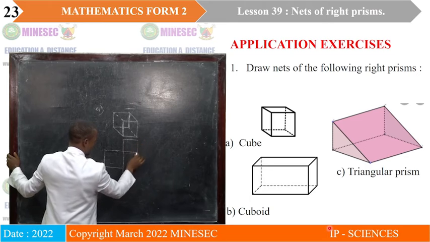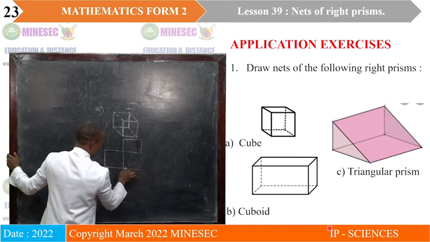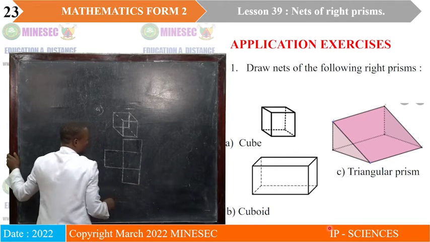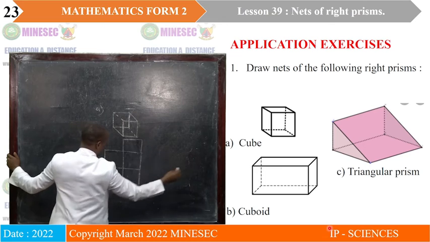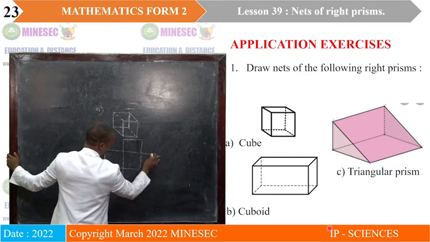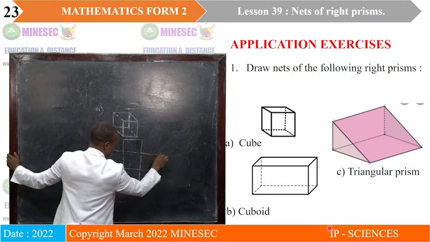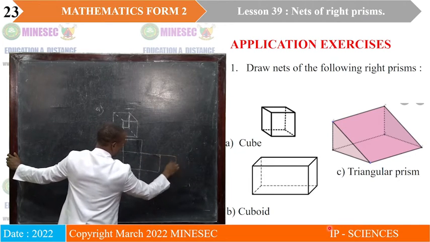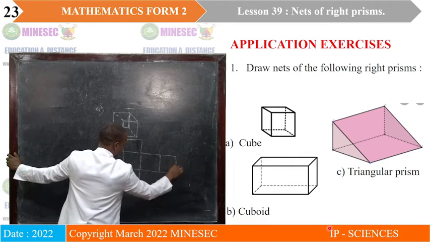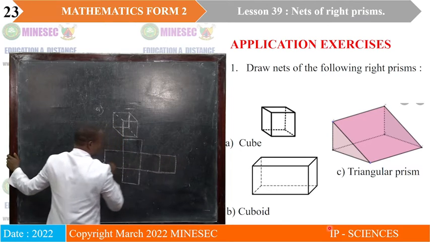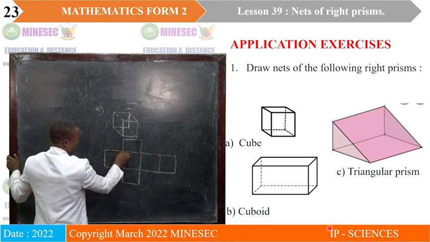Now when you open up the ones by the side, they will give something as such. Okay. Now, the remaining one that will fall downwards to complete the sides, you have something like that. So please, this is how we can bring a net of a cube.